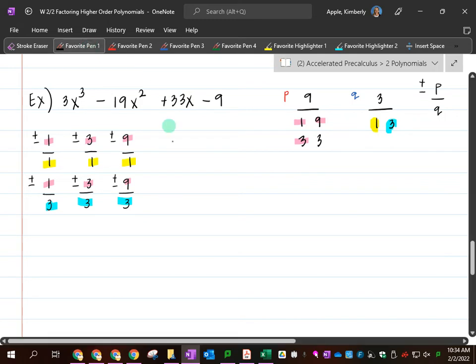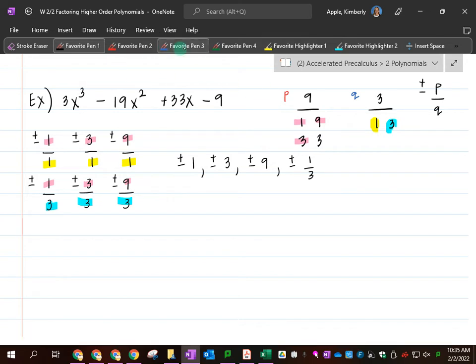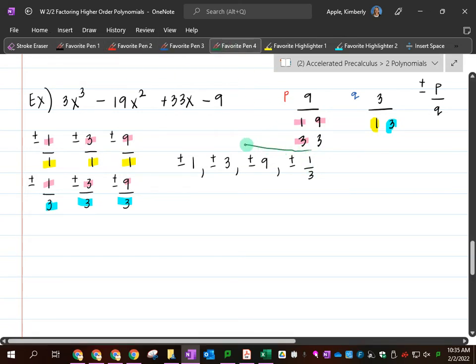All right. So now let's consolidate it and write everything simplified. 1 over 1 is 1. 3 over 1 is just 3. 9 over 1 is 9. 1 over 3, well, that doesn't simplify at all, so that's 1 over 3. 3 over 3 is 1. We've already got that up there. 9 over 3 is 3. That's already up there as well, so I'm not going to write it again. So these are my possible rational zeros. These are the ones I'm going to try.